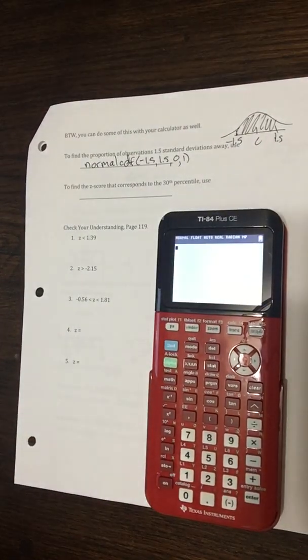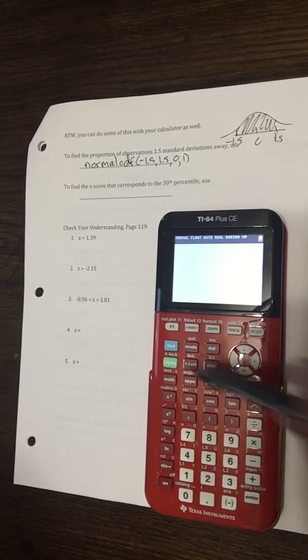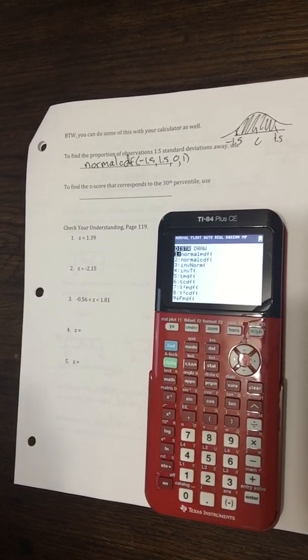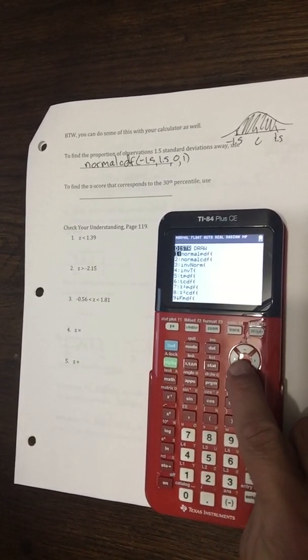I got my calculator, turn my calculator on. It's in the distribution menu right there. So I want to hit second and variables to get to the distribution menu. And so it's number 2 right there. You see it? Normal CDF.